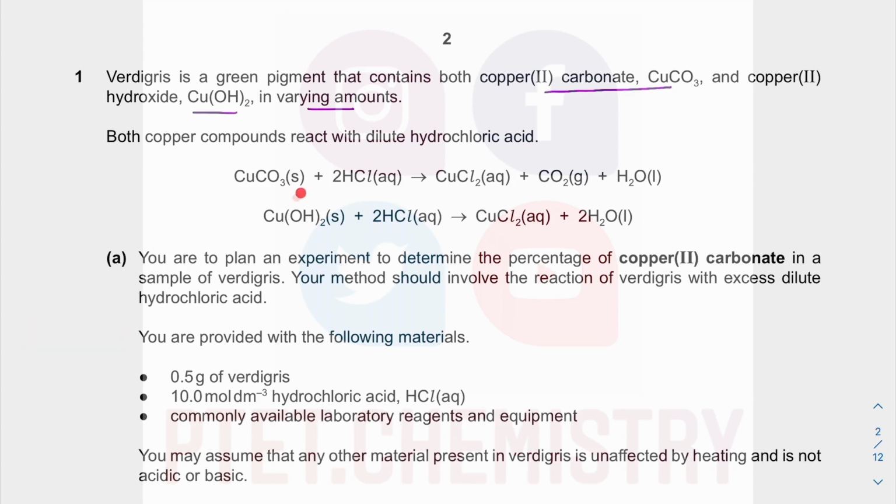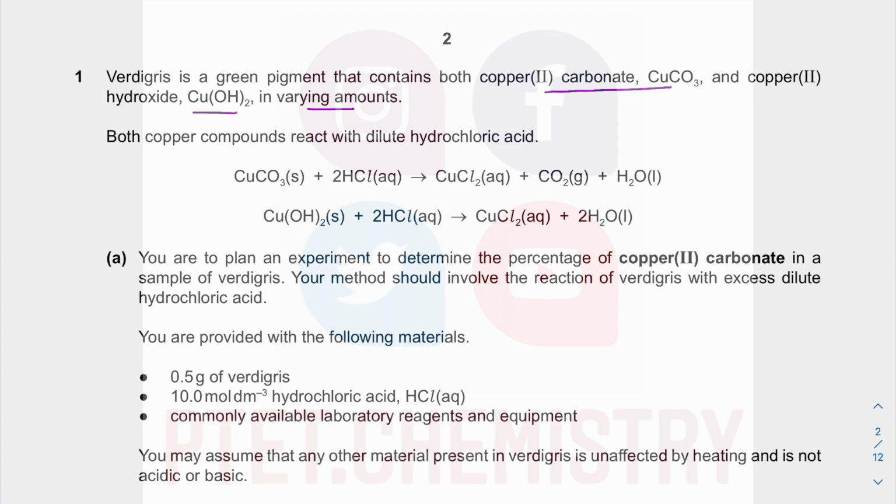As we know, carbonate reacts with HCl to give us the salt. It started with copper-2 carbonate, so this gives copper-2 chloride, CO2 and water. The hydroxide also reacts with HCl in a neutralization reaction. So this is copper-2 chloride and H2O.